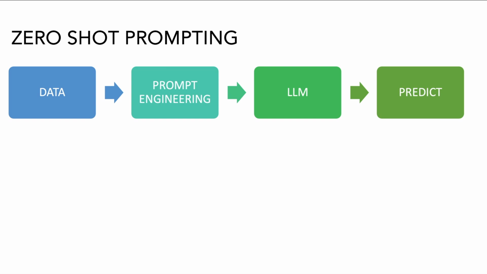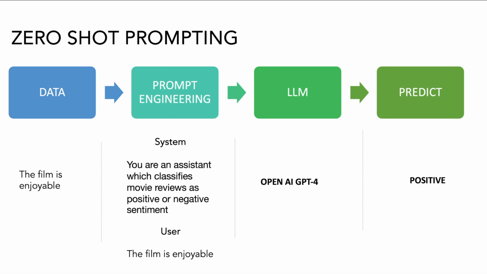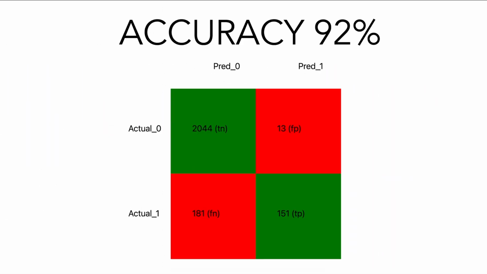In this method, we will take the review and construct a prompt which has two parts: the system part, which says that you are an assistant which classifies the movie reviews as positive or negative sentiment. Then we have the user part, which will have the review. And then we can pass this prompt to the popular large language models. Here I'm using OpenAI GPT, which will return the sentiment of the reviews. I've compared the actual review with the predicted review, and I get an accuracy close to 92%.